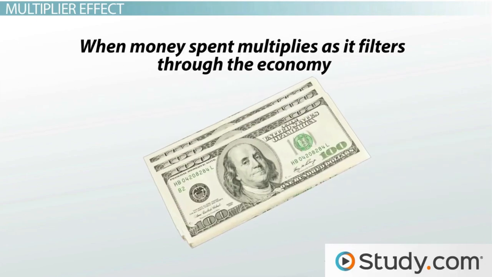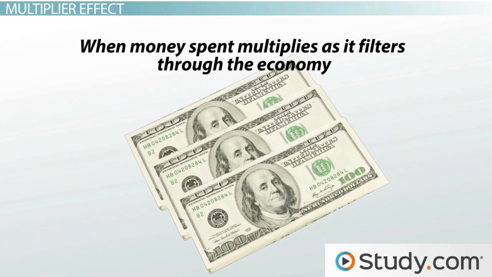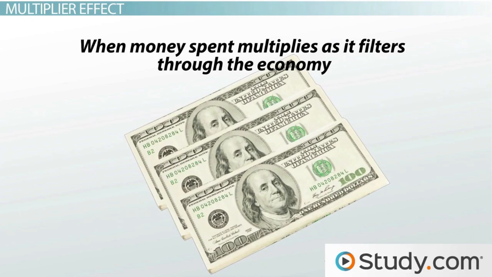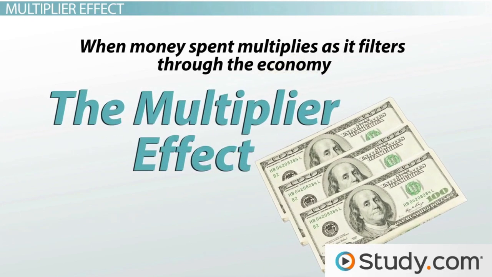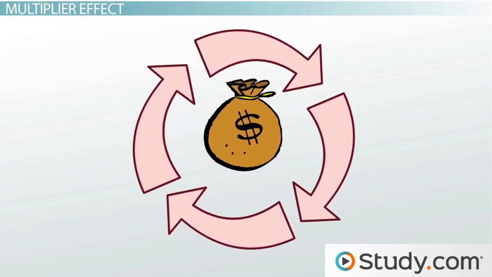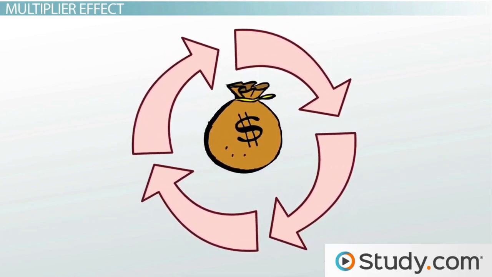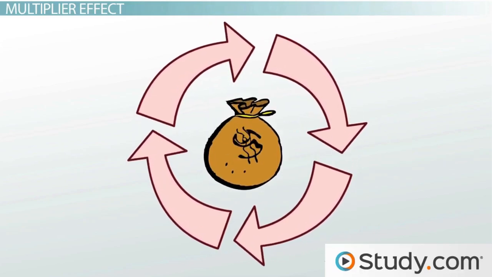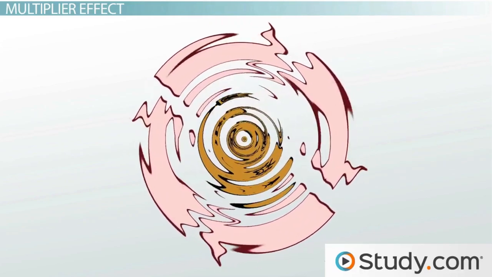When money spent multiplies as it filters through the economy, economists call it the multiplier effect. Money spent in the economy doesn't stop with the first transaction. Because people spend most of the extra income they get, money flows through the economy, one person at a time, like a ripple effect when a rock gets thrown into the water.